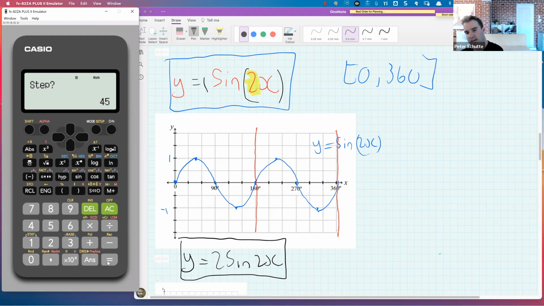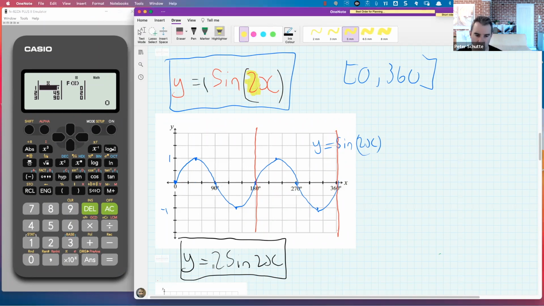So a key insight is that the period is still 180 of this graph. The only thing that's changed is the number in front. And so ask yourself, what does that number in front actually do? And whatever it does in addition to whatever was done before.